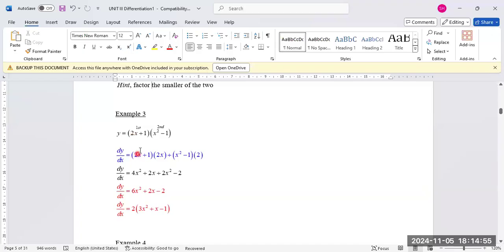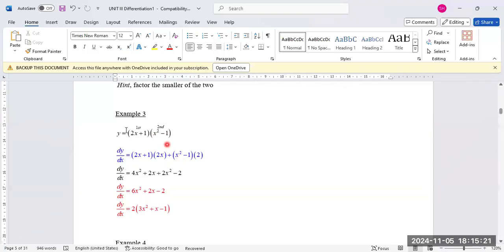So watch it. The first, boom, I write it back, 2x plus 1, times the differentiation of the second. When I differentiate the second, I'm going to get 2x. Plus the second, plus x squared plus 1. Oh, sir, so every time you're doing the product rule, you always have a plus sign in between? Yes.